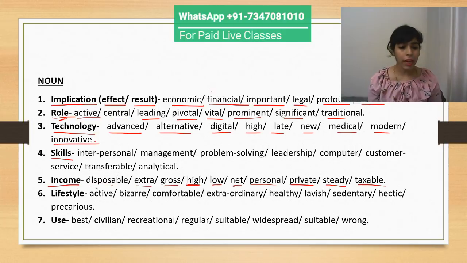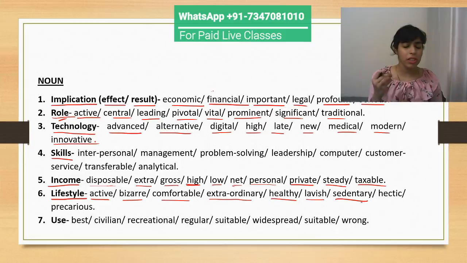Now we have the second last word, which is lifestyle. What kind of lifestyle? Active, bizarre, comfortable, extraordinary, healthy, lavish, sedentary. We use sedentary so many times. The person who's sitting throughout the day, the job of a teacher is kind of like this only. Hectic lifestyle. So we can say sedentary lifestyle, hectic lifestyle. These are the words which we can use with lifestyle.